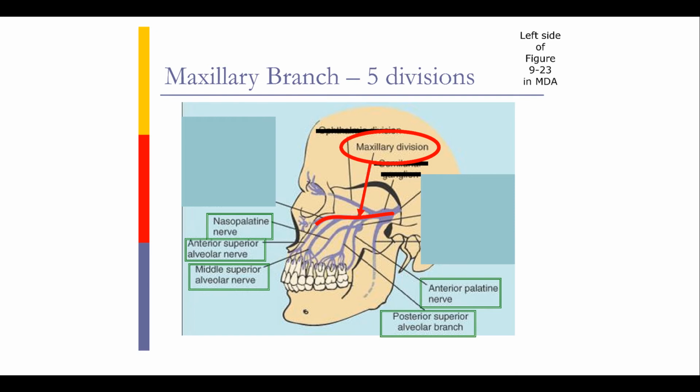Now what I have done is I have blocked off some of the things we're not concentrating on here in this picture, so that you don't get confused by other information. We're just concentrating here on the maxillary division. So this upper branch, and that comes this way. And then off of that maxillary branch, we've got 5 branches that kind of come off of that. And we're going to learn about those here.